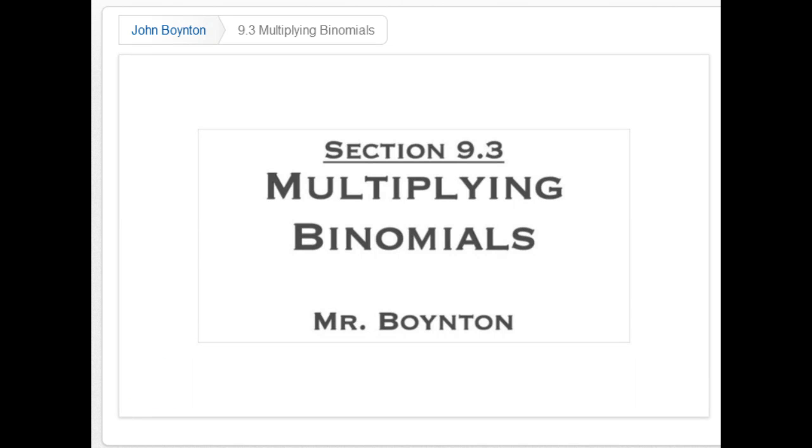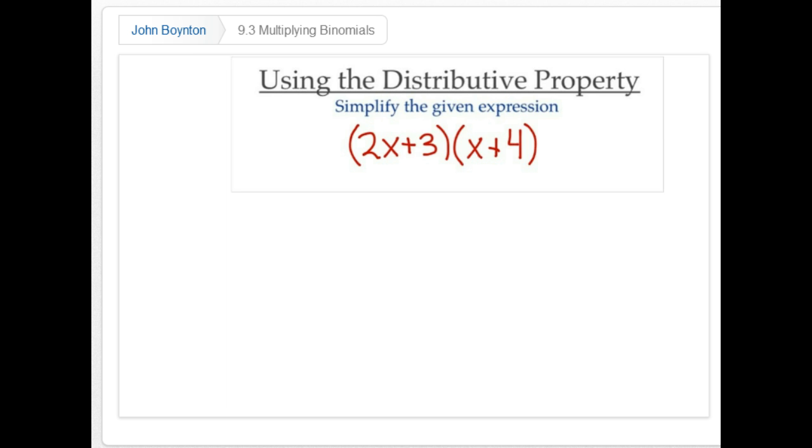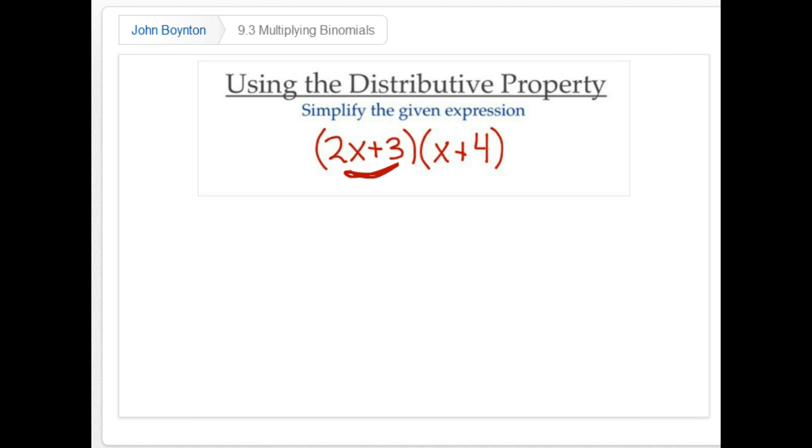This is section 9.3. It's all about multiplying binomials and more, really. But if you can do a binomial, you can do anything, really. So remember, binomials means we have more than one term within a set. So this has two terms, and that's what's called a binomial.